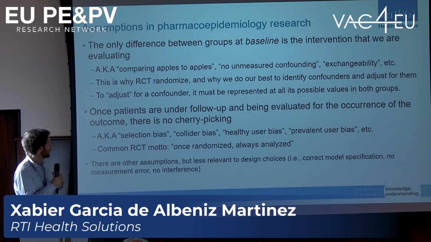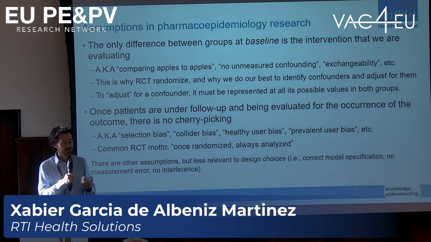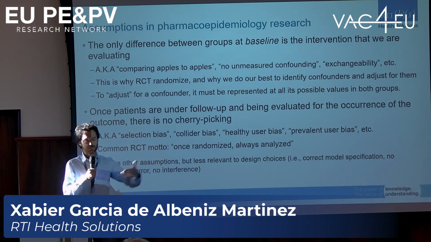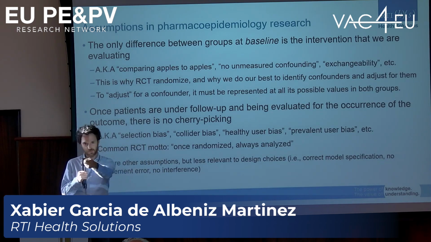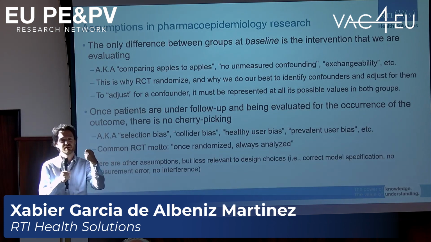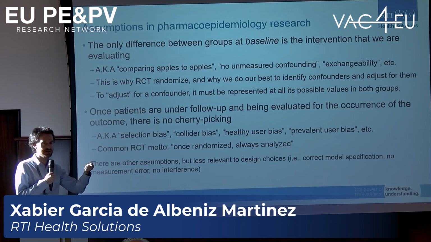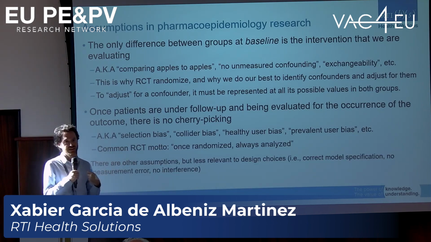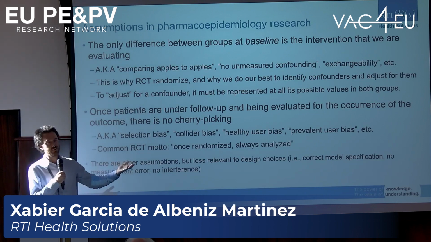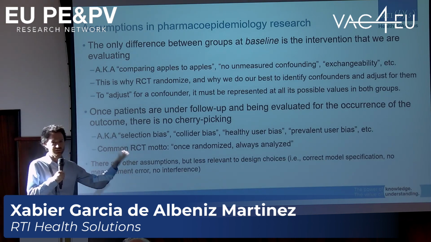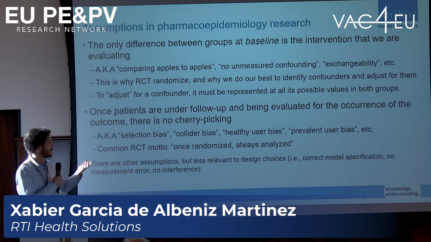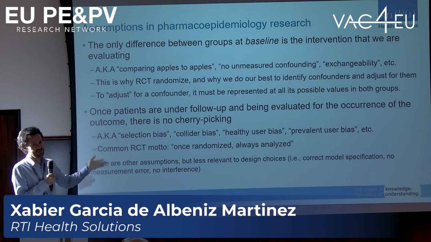That's the first assumption. And as I say, people call it in different ways: exchangeability, no unmeasured confounding, comparing apples to apples, etc. And the second assumption is that once you are evaluating people for the occurrence of the outcome, you are not allowed to cherry pick who you want to analyze. This is why trialists say once randomized, always analyzed. In pharmacoepi, we call it in many different ways. We call it selection bias, immortal time bias, prevalent user bias, healthy user bias. It's just selection.